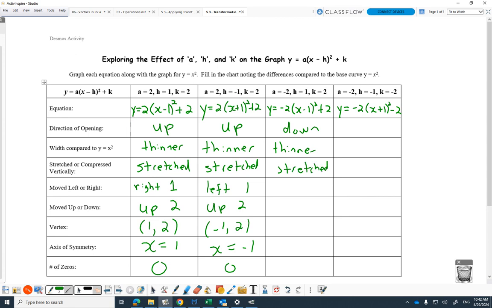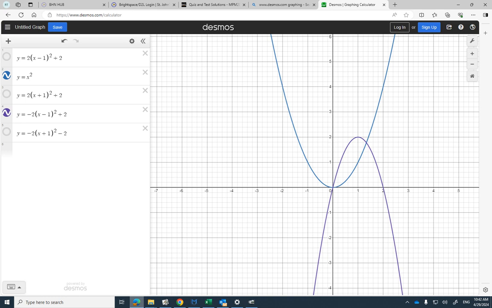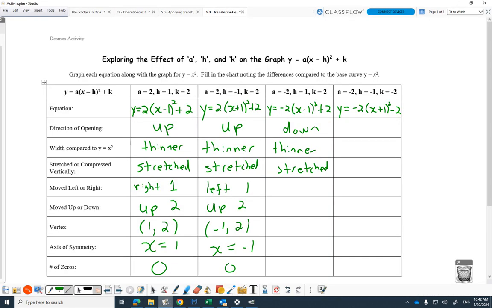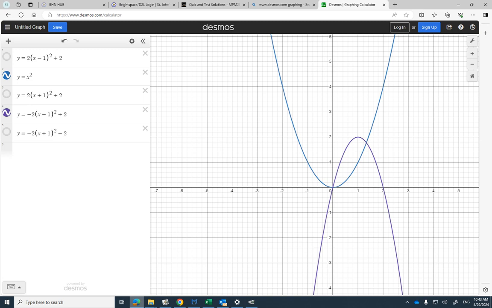And then when I look at my graph, I think it was right 1 up 2, right 1 up 2, right 1 again, giving a vertex of 1, 2. That made the axis of symmetry at x equals 1. Oh, but I forget now. Did it have zeros? 2 zeros this time. So we're finding out.